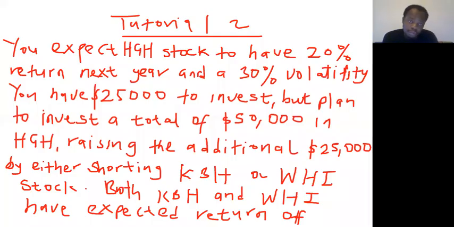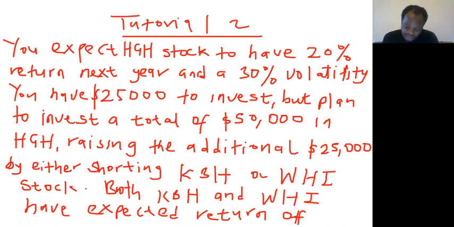Today, we are looking at tutorial 2 of the asset pricing model, or CAPM model, again. So this is the question. You expect AGH stock to have an expected return of 20% next year and a volatility of 30%. You have $25,000 to invest, but plan to invest a total of $50,000 in AGH, raising the additional $25,000 by either shorting KBH or WHI stock.